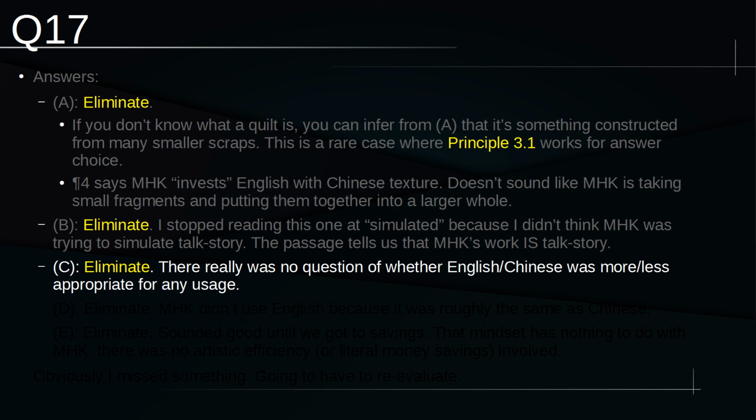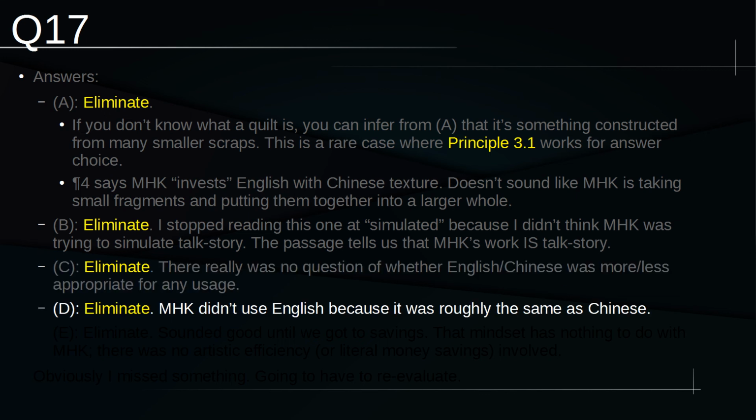I also eliminated C. There was really no question of whether English or Chinese was more or less appropriate for any usage in paragraph 4. I just checked paragraphs 2 and 3 real quick. I didn't see any comparison of that either in terms of their value or appropriateness. I eliminated D very quickly as well. MHK didn't use English because it was roughly the same as Chinese. If paragraph 4 is to be believed, Chinese is very different, and her ability to make English kind of do Chinese things is what was special about her work, maybe.